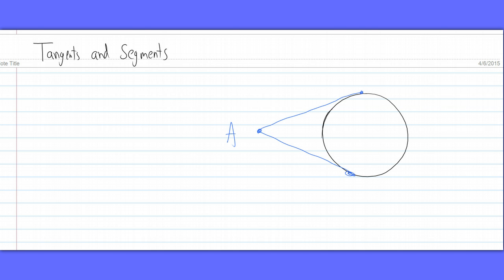Now, tangents can be lines, segments, or rays. The important thing is it could be turned into a line, but I'm only going to focus on the segment part. And the first theorem we're going to look at is that these two tangent segment lengths are congruent to each other. In other words, the length of segment AB is equal to the length of segment AC.